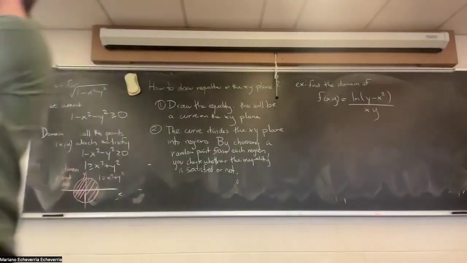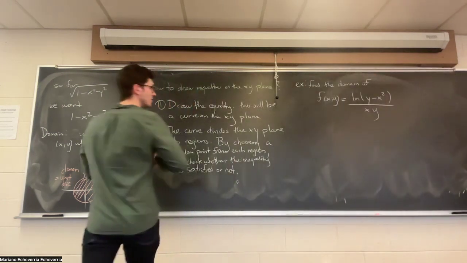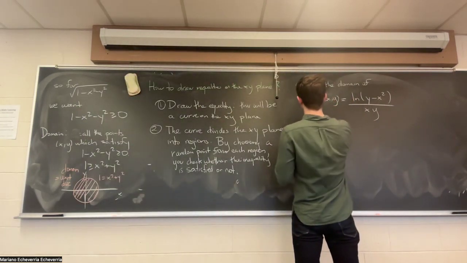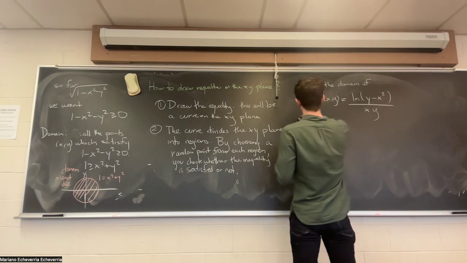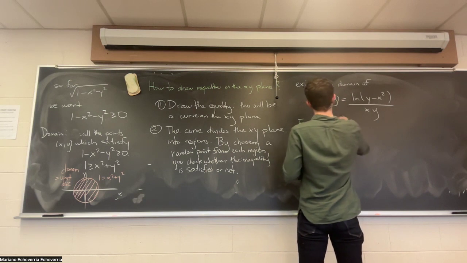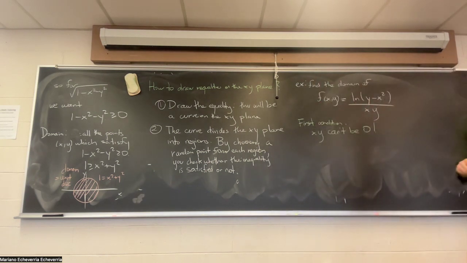X times Y has to be greater than zero. Well, it doesn't. And not zero. Right, not zero, yes, correct. So definitely, whenever you have a fraction, division by zero is problematic. So, independent of anything else, the first observation, the first condition, is that x, y can't be zero, right? Because it's in the denominator.